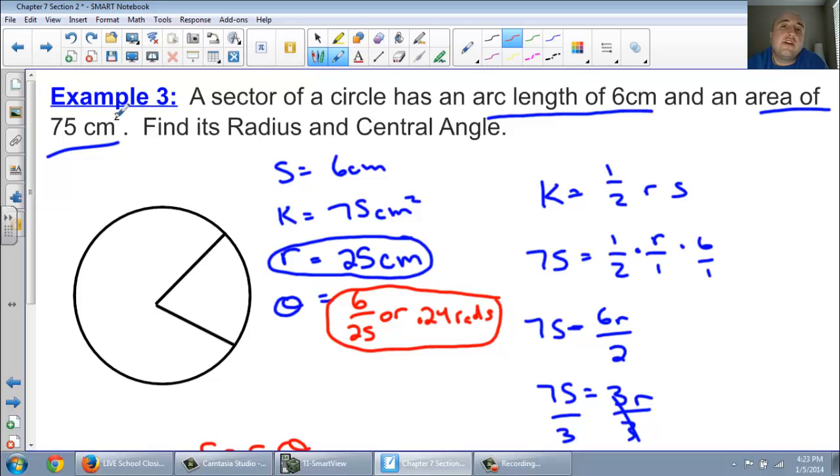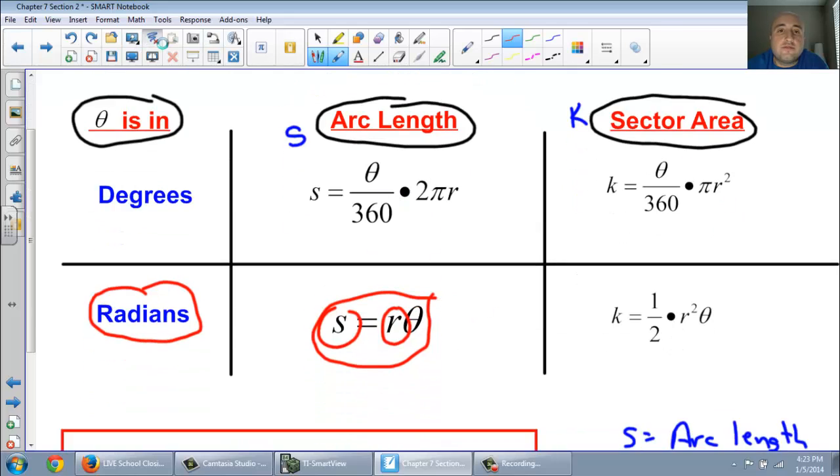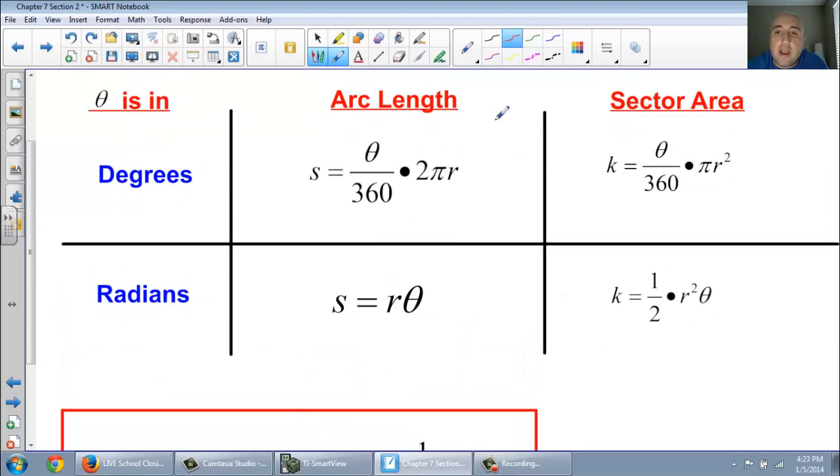Okay, so that's the section 4 sector area and arc length. Pretty easy, as long as you know these 4 formulas. You definitely need to know these 4 formulas, and the one on the bottom can go for any of these.